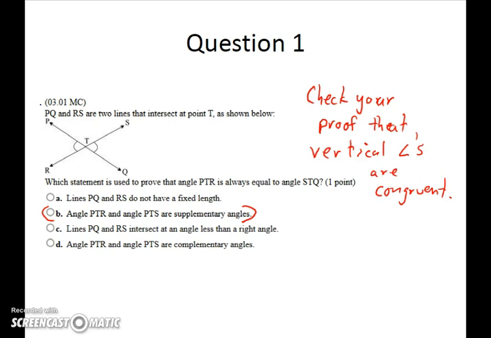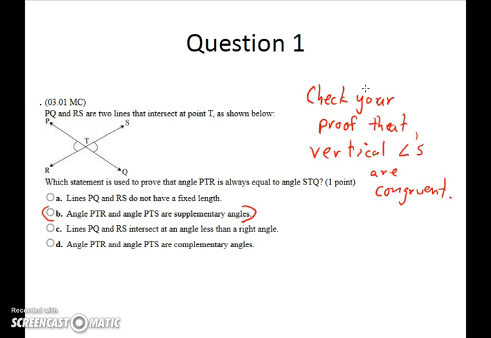Angle PTR and angle PTS are supplementary angles. Notice that the 2 angles that you see there are vertical angles. PTR and STQ are vertical angles, so you need to check the proof that vertical angles are congruent, and that would be located in 3.01. They're specifically written out, and if you read that proof, you will see that there is a line in there about 2 angles being supplementary angles, and that's your answer. Hopefully if you have any questions you can contact me about that.